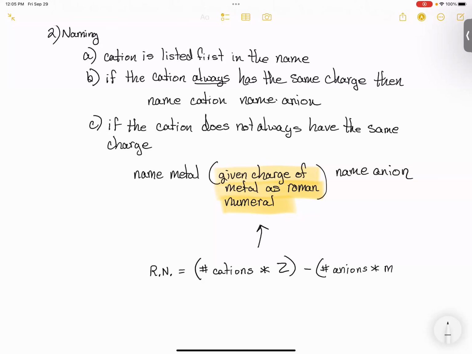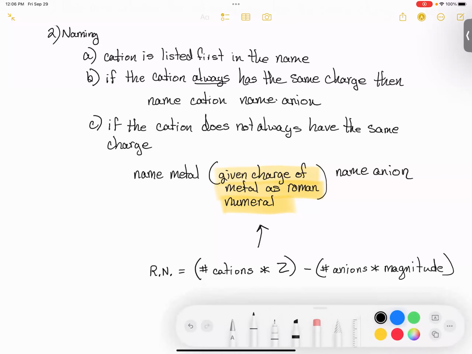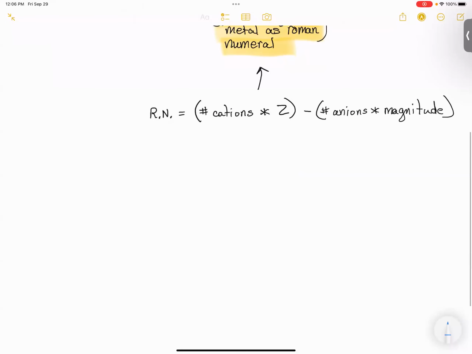Times their magnitude. That's the numerical value, is what I call the magnitude, is just the number. Like we've done that cross drop, we just cross dropped the number. When I'm talking about the magnitude, I'm talking just the number in that charge. Yes. What is Z again? Just a variable. It doesn't matter what. And this is just the number of the charge. It doesn't include the sign.